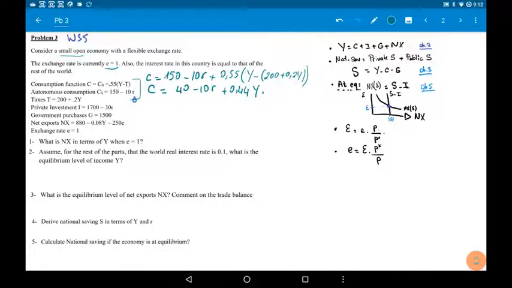Okay, the private investment function is the following. Government purchases are 1,500. The net exports function is the following. It's a function of Y and E. The exchange rate equals 1. First question, what is net exports in terms of Y when E equals 1? All we have to do is replace E with 1 in the net exports function. So net exports equals 630 minus 0.08Y.